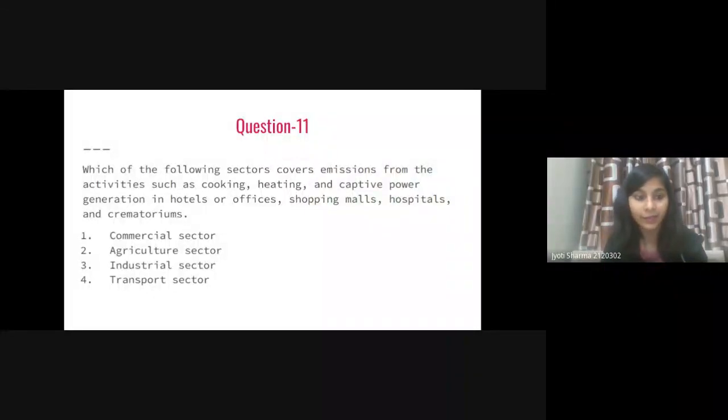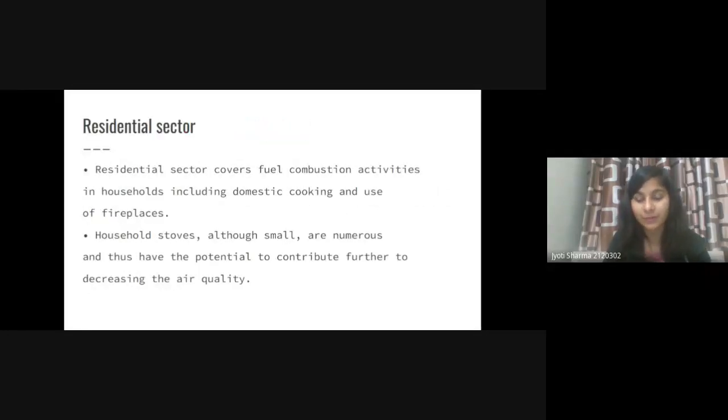Okay, so Alka gave me answer A. That is the commercial sector that will cover the emissions from activities such as cooking, heating, captive power generation in hotels or offices, shopping malls, hospitals, and crematoriums. Yes, the answer is right. Commercial. We already have talked about agricultural, industrial, and transport, and the next one was obviously the commercial and residential.